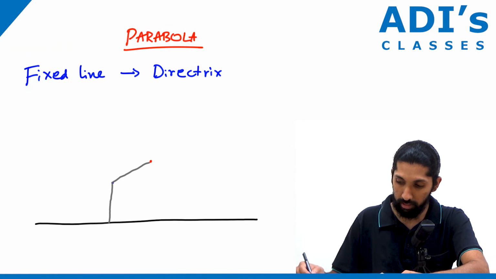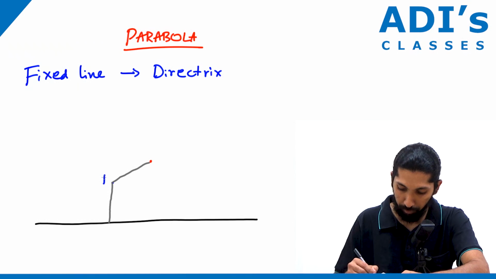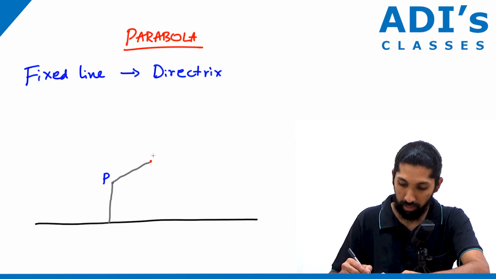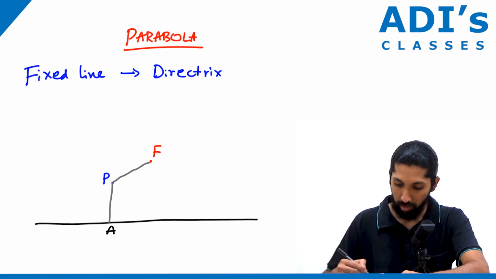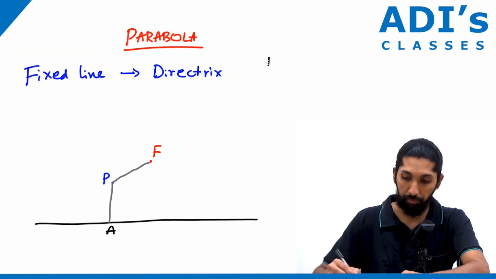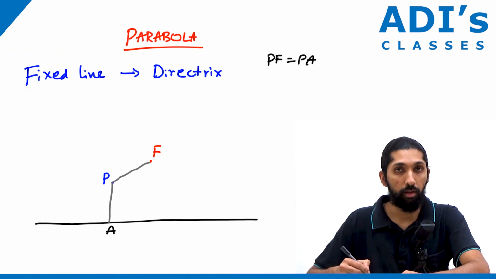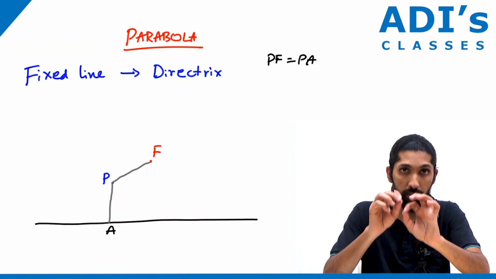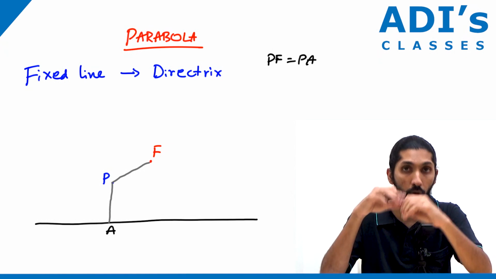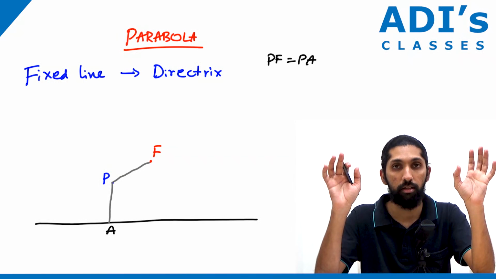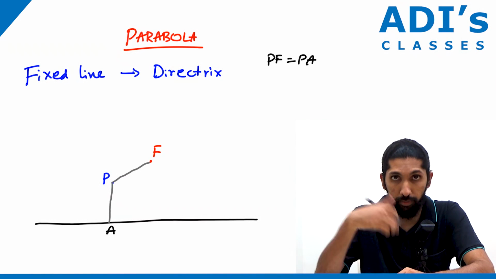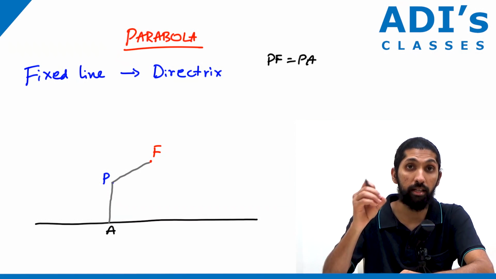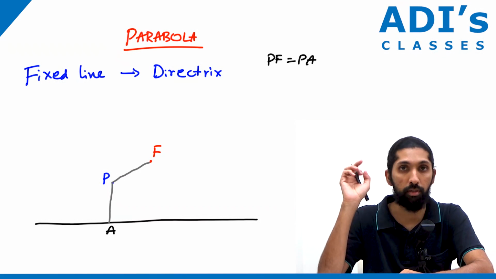Let's mark the points. Say this point is P, this point is F, and this point is A. What we are saying is PF is equal to PA. The point P is moving in such a way that PF is equal to PA all the time, always. So how can it move and what will be the shape of the figure? That's what we are trying to discuss now, and that shape becomes a parabola.